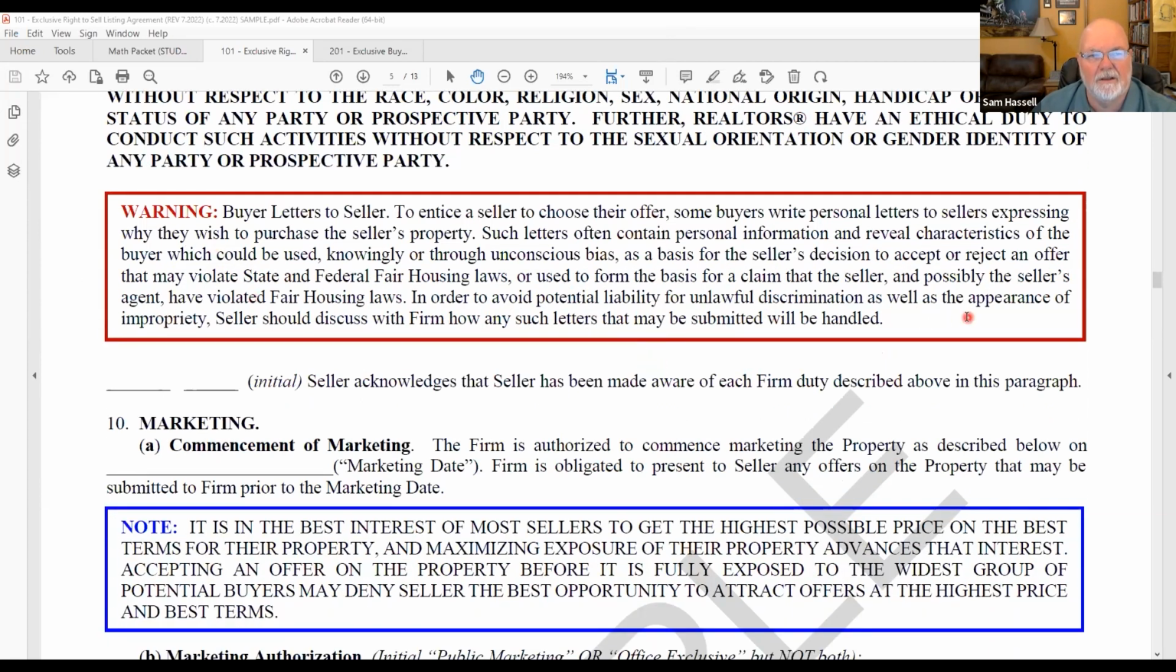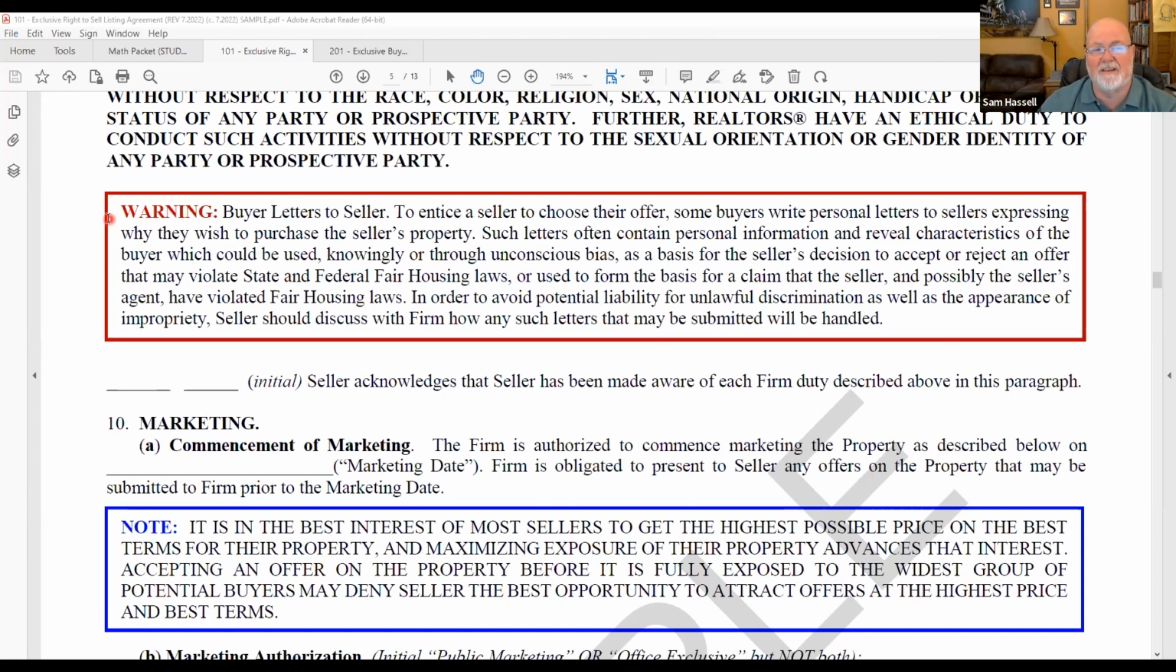There is a warning here. Buyer letters to sellers, love letters. I don't know if you've heard of them before, but if somebody really wants to buy a house, they'll write a nice letter to the owner, talk about their family, talk about how much the family wants to move there and all that other stuff. Well, what was happening was in those letters, they were kind of giving away race, color, religion, right? All of those things. So the seller could make a decision based on any of those things. So it's very uncomfortable now, and they're probably frowned upon a lot more than you think.